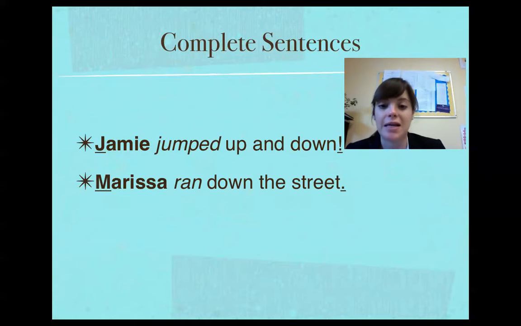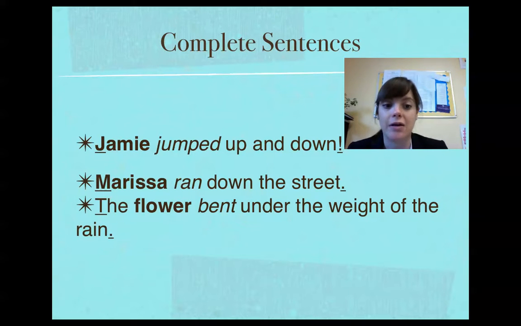Alright, same thing with our second sentence. Marissa ran down the street. Got my subject, Marissa. Okay, we have a noun that's doing something. We've got our verb ran, and I have my capital letter and end punctuation. All right, the flower bent under the weight of the rain. Okay, I have my subject flower, what it's doing, bent, and I have my capital T and my end punctuation.